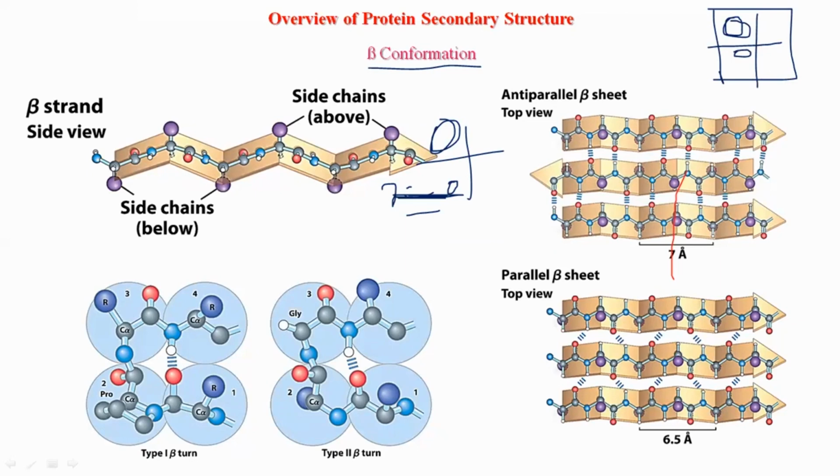We can have both parallel and anti-parallel sheets. And beta turns also you can see here, the type 1, type 2 beta turns. All these beta sheets will also have phi and psi angles near 180 degrees.